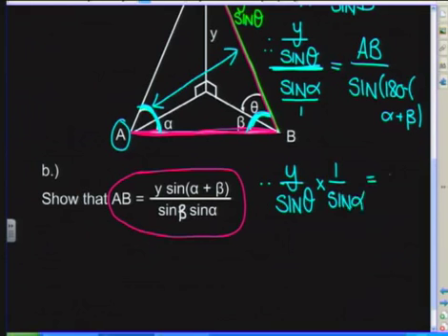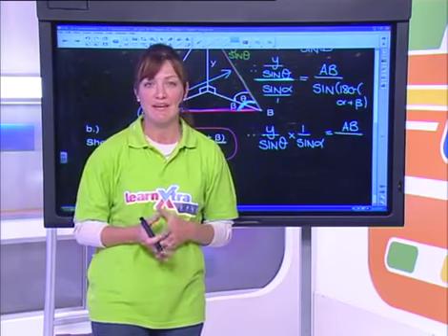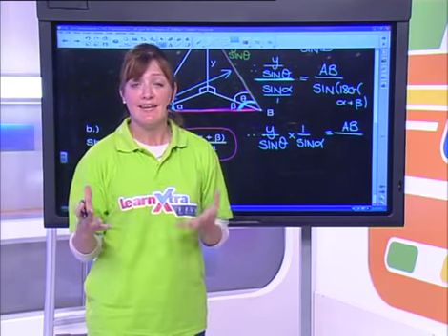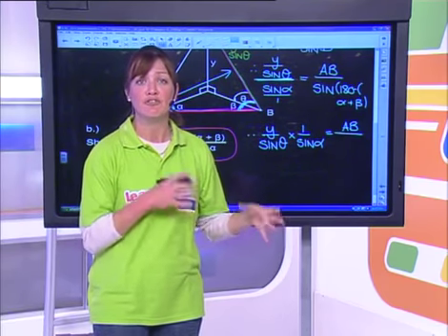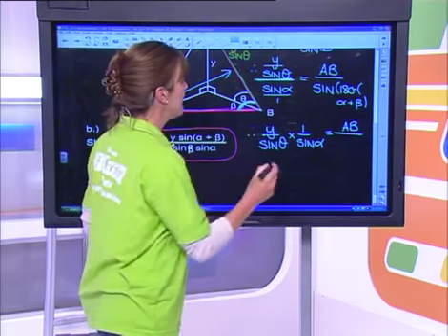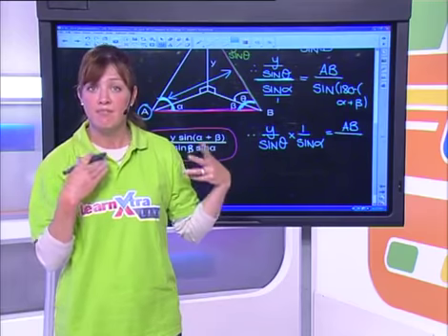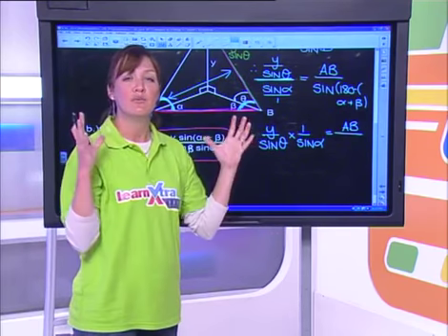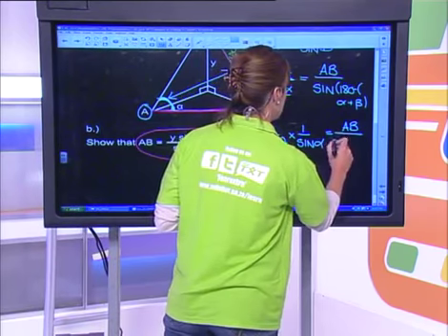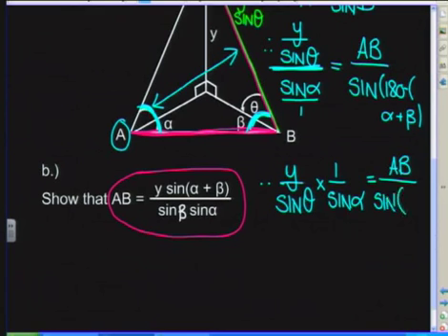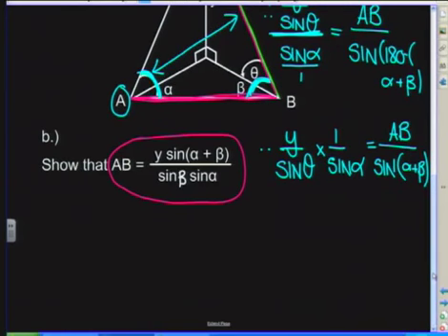Then I've got on this side AB over sine of 180 minus alpha plus beta. Do you guys recognize that that is actually a reduction formula? We're going to say 180 minus, which is in quadrant 2, and we know that sine is positive in quadrant 2, so we can actually reduce that to positive sine alpha plus beta. I hope that makes sense to you.